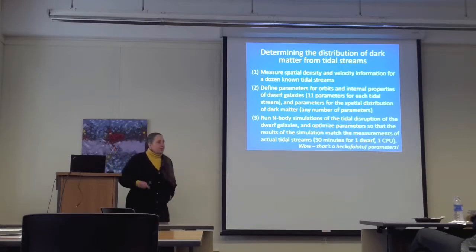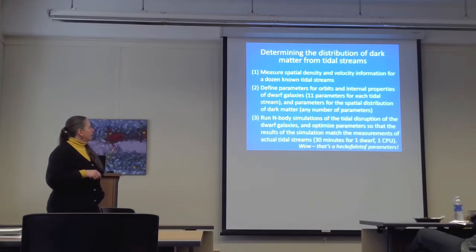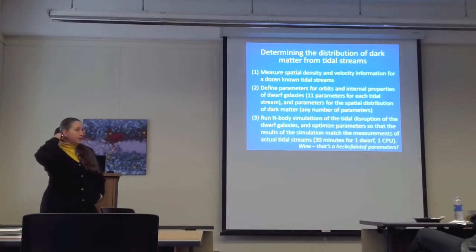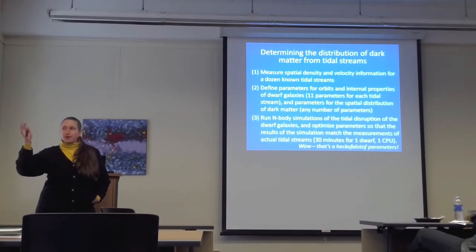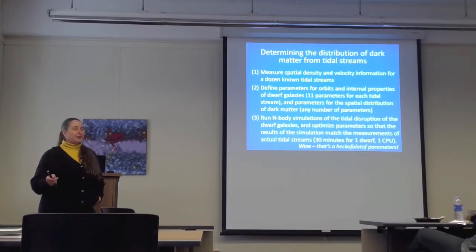So what I'd like to do is use these tidal streams to constrain the potential of the Milky Way. What we need to do is measure the spatial density as much as we can for these tidal streams, and velocity information. There are now a dozen known tidal streams in the Milky Way, bigger ones, smaller ones, some dwarf galaxies, and some globular clusters. We get as much information as we can about those streams, and it's actually complicated.